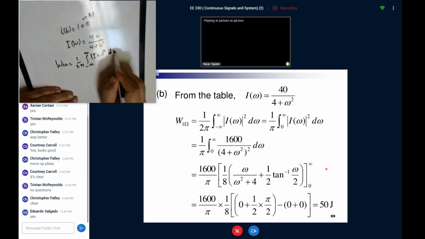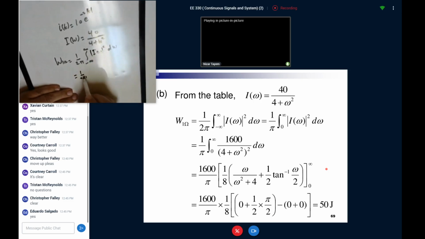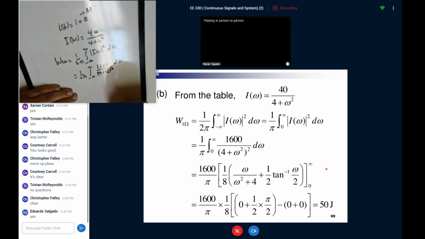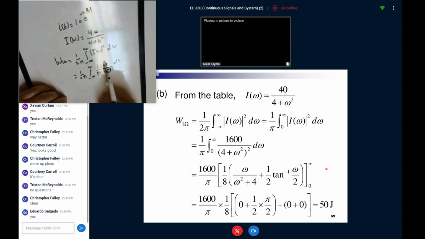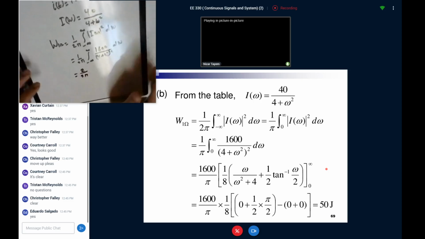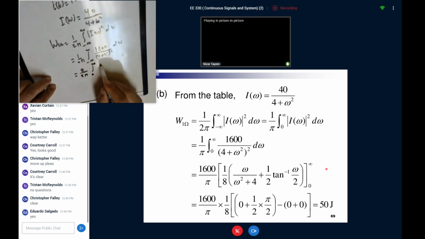magnitude square d omega, which is going to be equal to 1 over 2 pi integral from minus infinity to infinity of I omega magnitude square, which is going to be 1,600 over 4 plus omega square, everything squared, d omega. Okay, if we look here, I omega is an even function, right? Since it's an even function, can I just multiply by 2 and conduct the integral only from 0 to infinity, 1,600 over 4 plus omega square d omega?